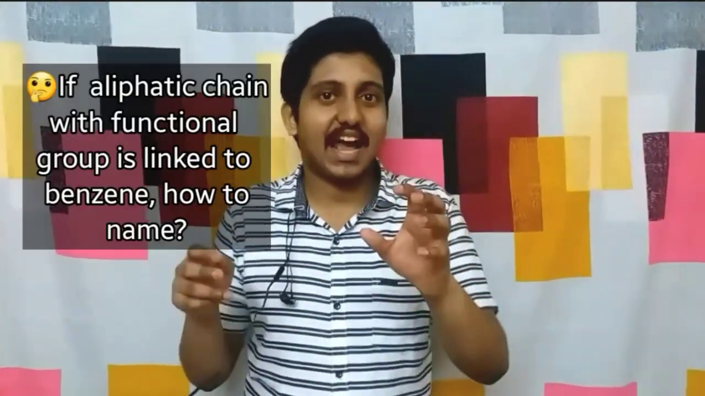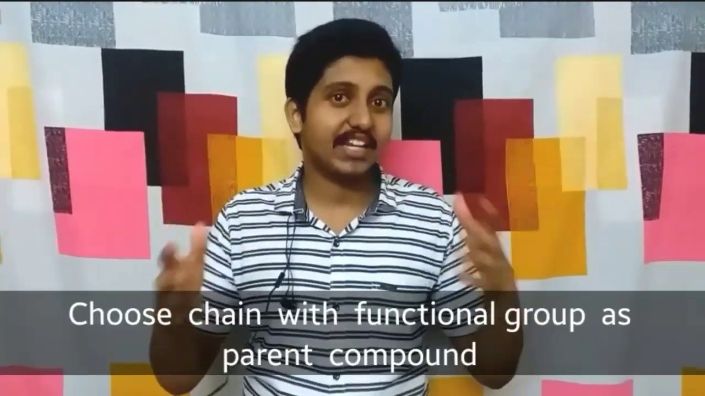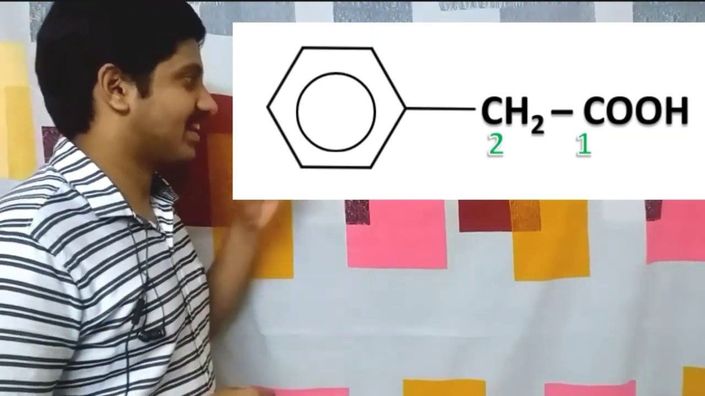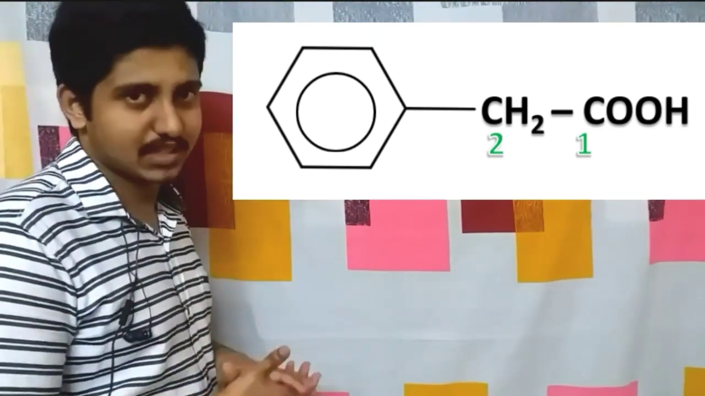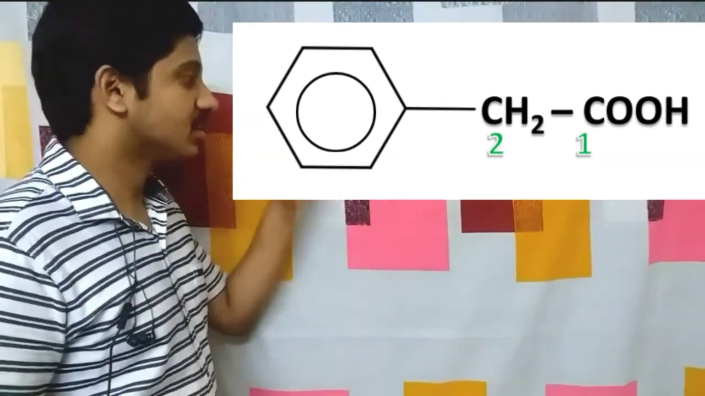Now the next step, that is how to name the benzene compounds if the benzene is attached to an aliphatic chain containing a functional group. Then that functional group containing aliphatic chain should be taken as the parent compound. Let's see an example. Here we have a benzene ring attached to a carbon atom containing COOH group, that is carboxylic acid group. So of course that aliphatic chain is made the parent compound.